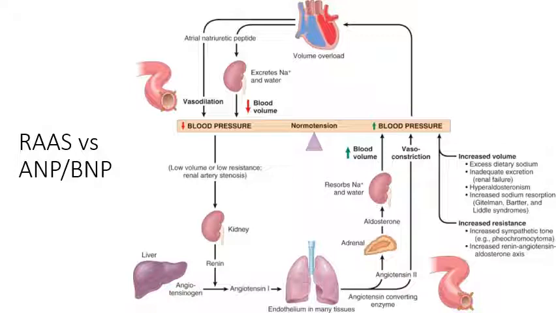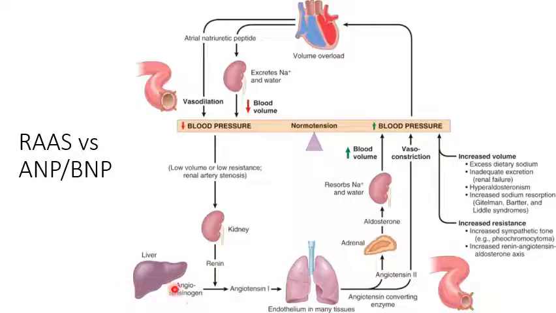Okay, so here's the RAAS, also ANP and BNP, and their kind of opposite effects on blood pressure. So on the bottom here, you have the RAAS. That's all going to start with the kidneys. The RAAS is going to be activated anytime the kidney senses low oxygen or low blood pressure. When they sense those things, they're going to release renin, which enters the blood and activates this hormone angiotensinogen that comes from the liver.